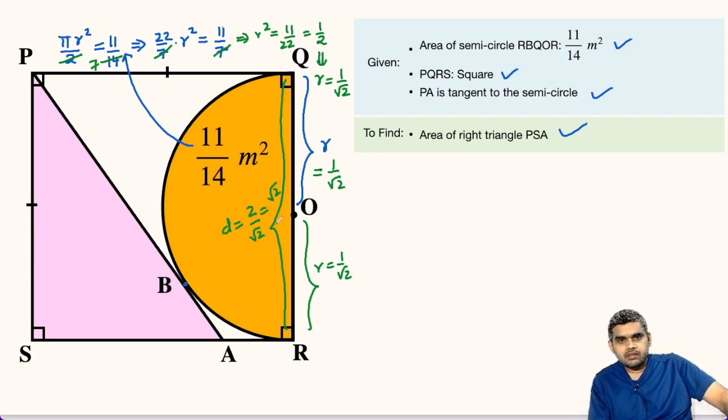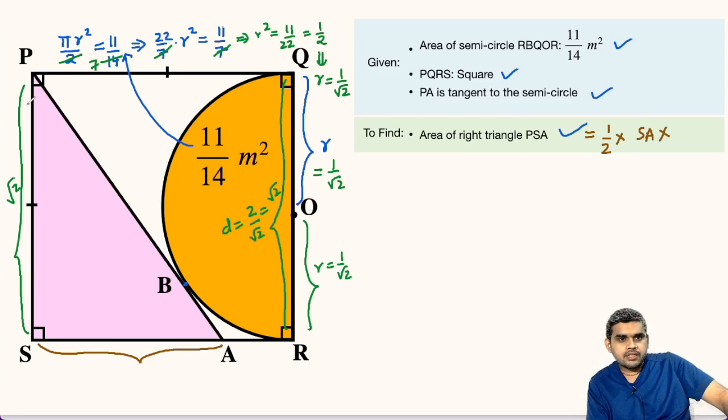Now this diameter of the semicircle is the side of this square PQRS. So we can write PS is equal to root 2 units. Now coming back to what is asked in the question, the area of right triangle PSA will be equal to half times this distance SA times the altitude, that is PS. We just found out the value of PS as root 2. Now our focus will be to find the value of SA.